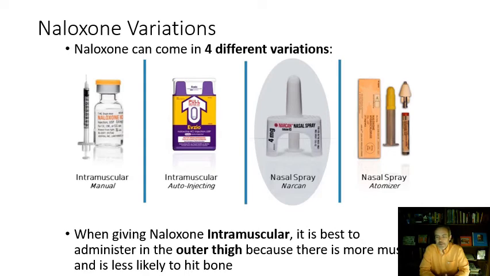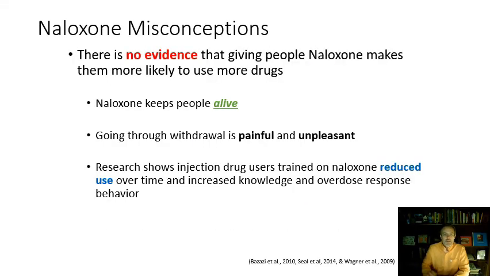Some common naloxone misconceptions. There is absolutely no evidence that giving people naloxone makes them more likely to use more drugs. Naloxone keeps people alive. And remember, going through withdrawal is painful and unpleasant, and naloxone will put someone in full-blown withdrawal. So a lot of the side effects and things that you see after giving naloxone are manifestations of that withdrawal syndrome. Research shows injection drug users trained on naloxone reduce use over time and increase knowledge and overdose response behavior.